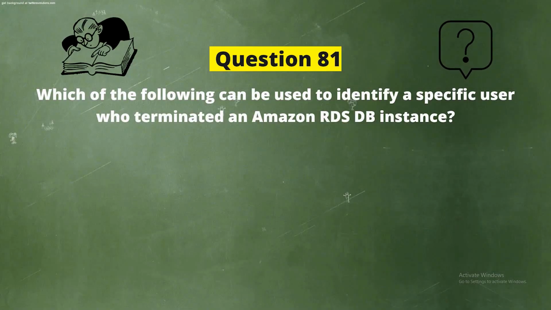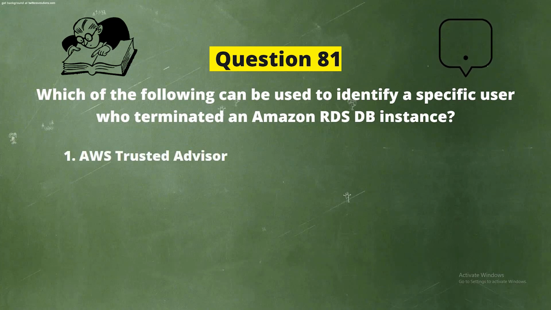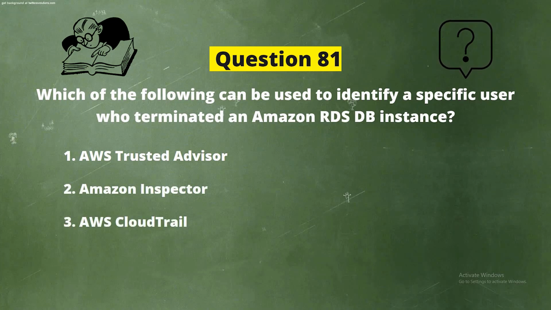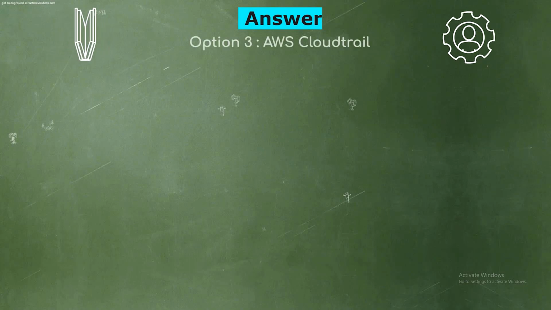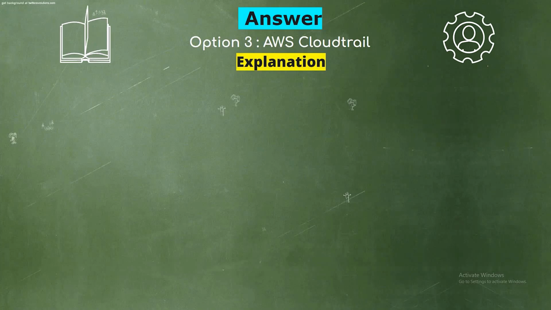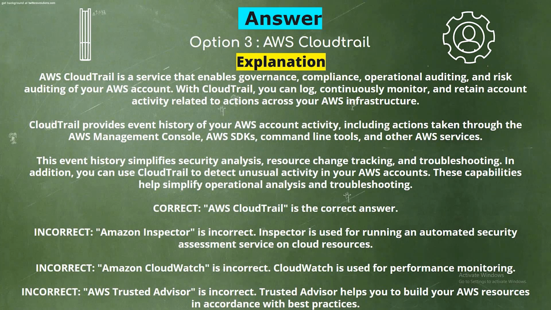Next question. Which of the following can be used to identify a specific user who terminated an Amazon RDS DB instance? And the options are: Option 1. AWS Trusted Advisor. Option 2. Amazon Inspector. Option 3. AWS CloudTrail. Option 4. Amazon CloudWatch. And the correct answer is Option 3. AWS CloudTrail.